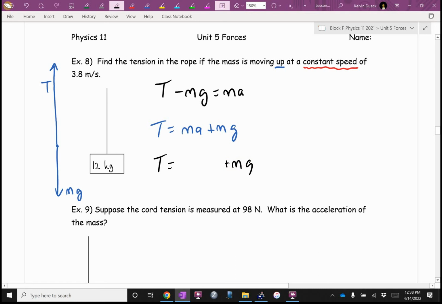Now you're going to pick up your pencil. I'm going to erase all of this. Aiden, this is what you said. You said it's a tie. It's balanced. Tension equals mg. You can go straight to writing that down because it's constant speed.